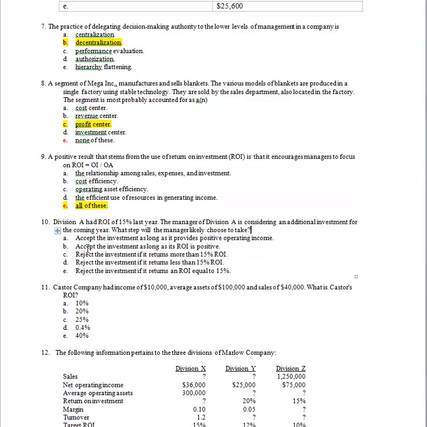So A is wrong. Accept the investment as long as ROI is positive. Again, wrong. We want it to be at 15%. Reject the investment if the return is more than 15%. Well, that's silly. If it's more than 15, we want it. So reject the investment if it's less than 15, and this would be your true statement. Regardless of whether the investment is actually good or not, if the ROI isn't equal to what you already have, then you are likely going to reject that investment.